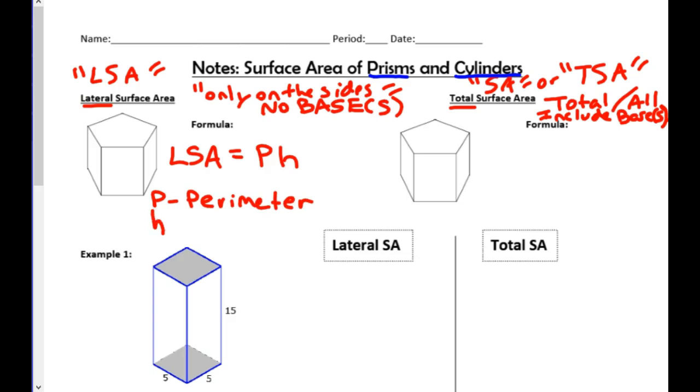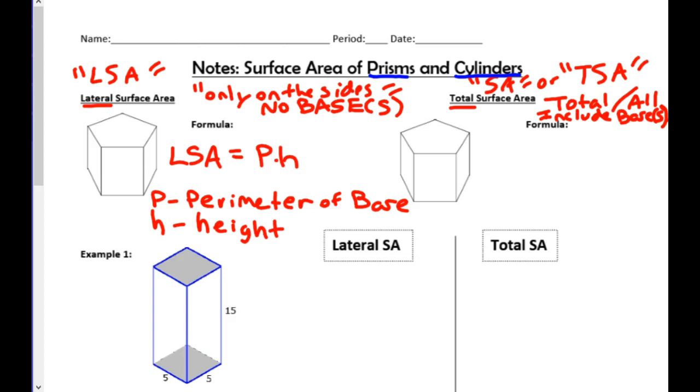And then H, take a wild, wild guess. What could that be? All at once now. Height. Thank you so much. So perimeter and height. Now, here's the problem. Perimeter of what? So let me tell you. Perimeter of the base. So you have to be able to tell me what's the base, and then tell me the perimeter of it, and then multiply the perimeter times the height. So for lateral surface area, PH. P times H, right?